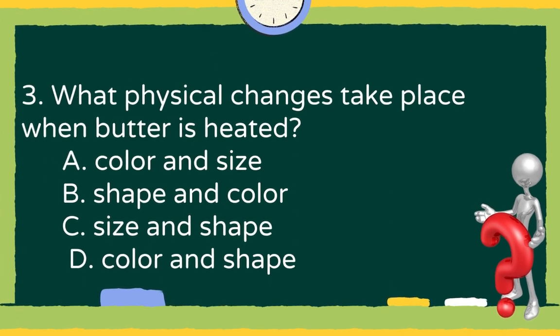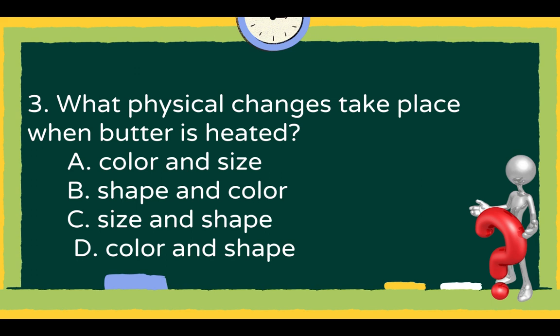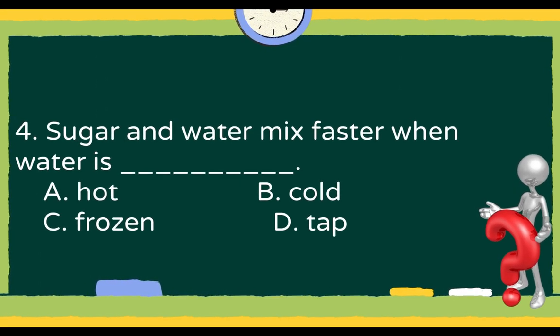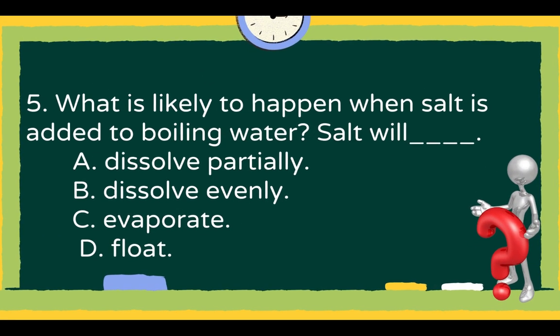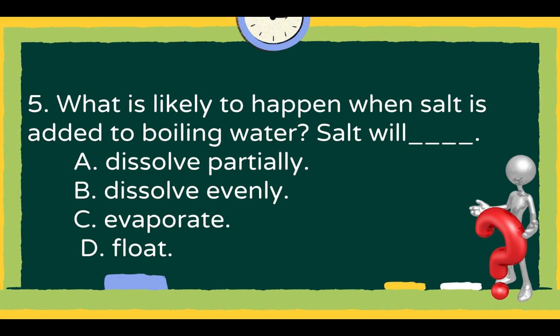For number 3, what physical changes take place when butter is heated? A. Color and size. B. Shape and color. C. Size and shape. And D. Color and shape. 4. Sugar and water mix faster when water is blank. A. Hot. B. Cold. C. Frozen. Or D. Top. For the last one, what is likely to happen when salt is added to boiling water? Salt will blank. A. Dissolve partially. B. Dissolve evenly. C. Evaporate. Or D. Float.